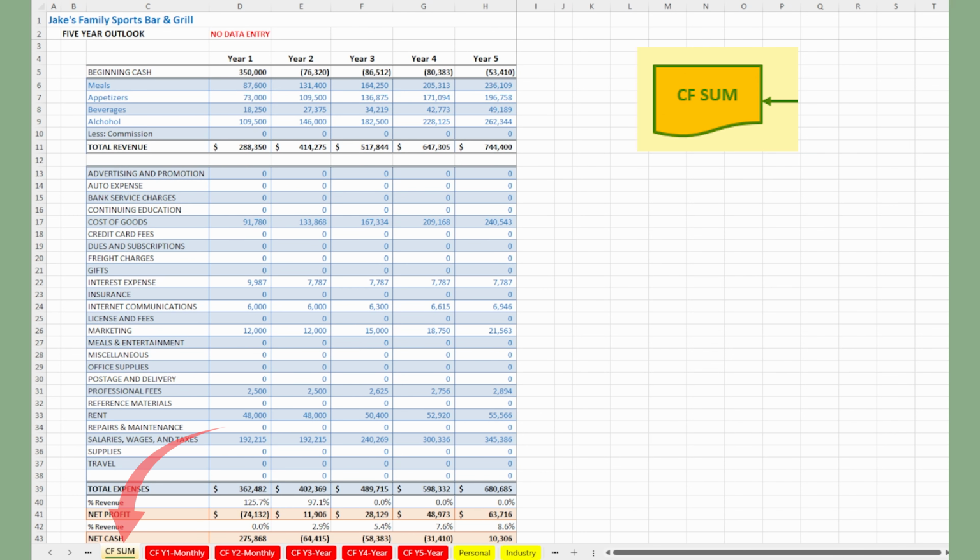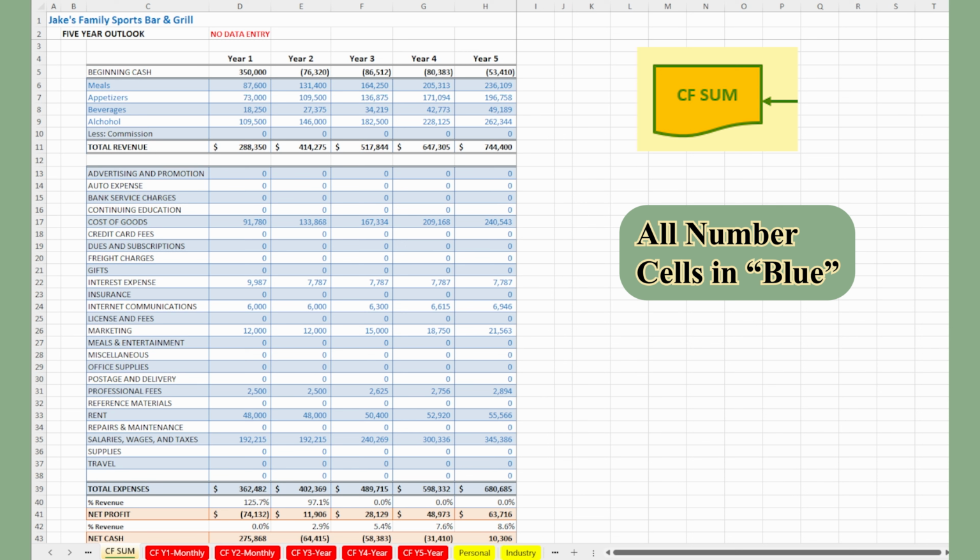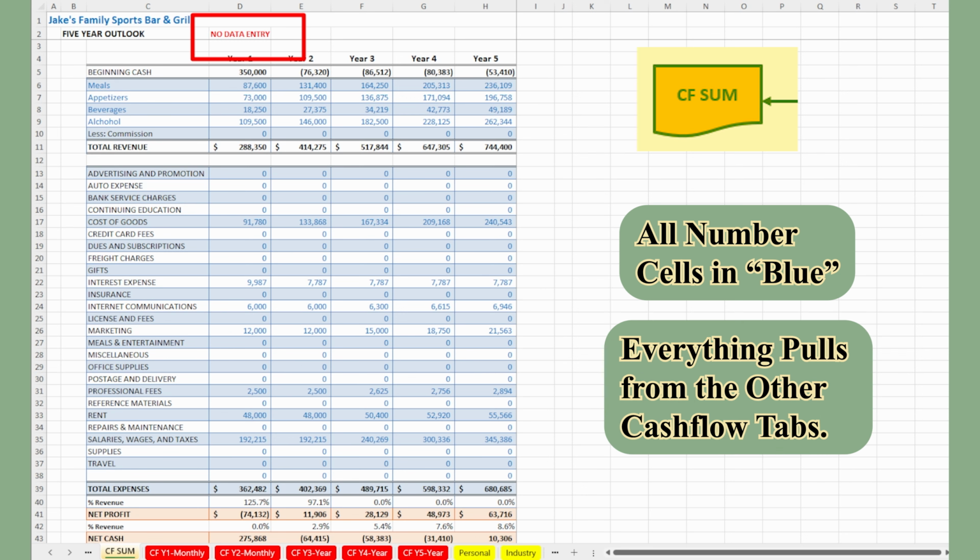The last tab, common to both models, is the 5-year cash flow summary. First, notice all the number cells are in blue. There is no data entry on this page in either model. Everything pulls from the other cash flow tabs.